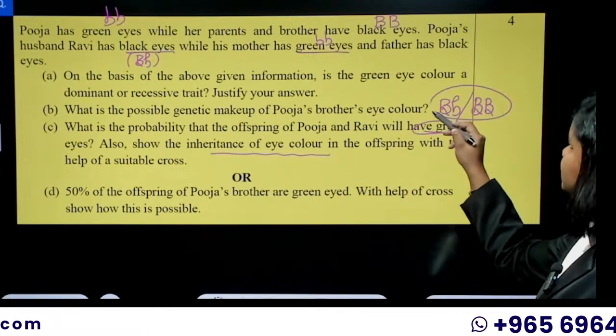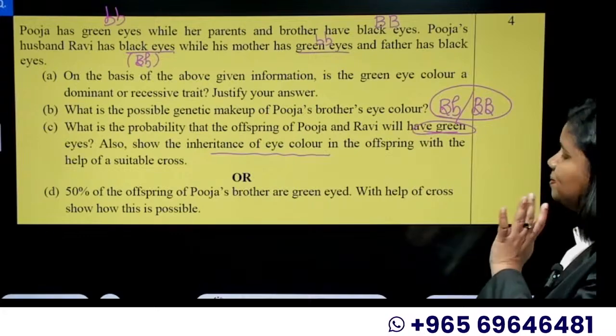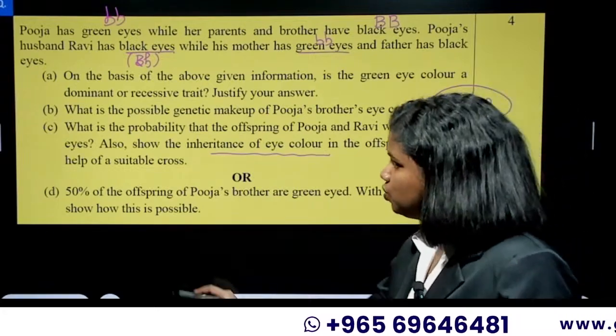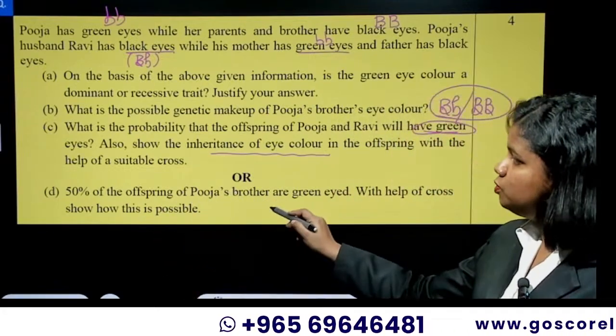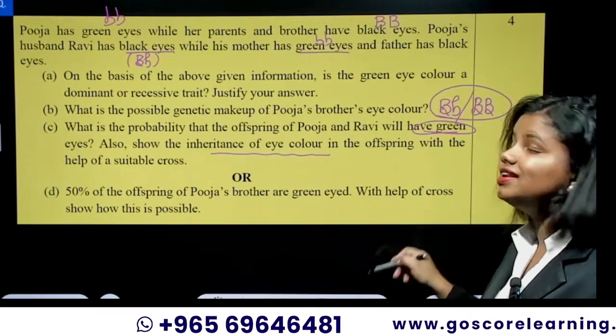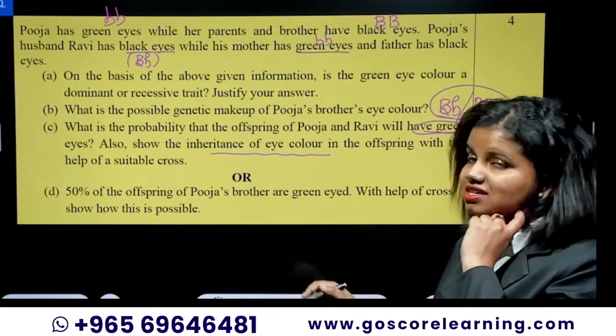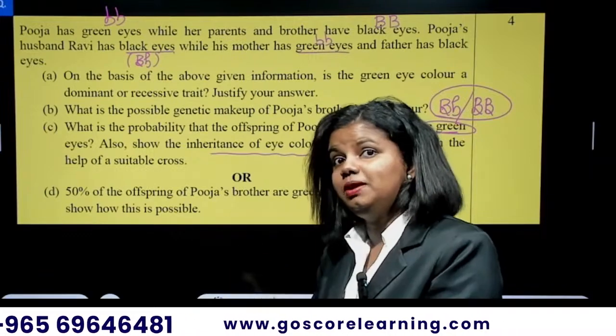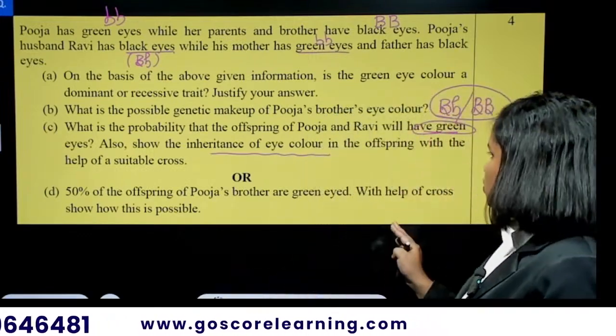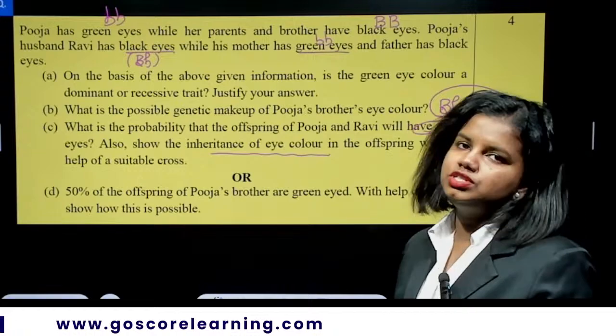Pooja's brother is either capital B small b or capital B capital B, black-eyed. Now the question is: 50% of Pooja's brother's offspring are green-eyed. So with the help of a cross, show how this is possible.